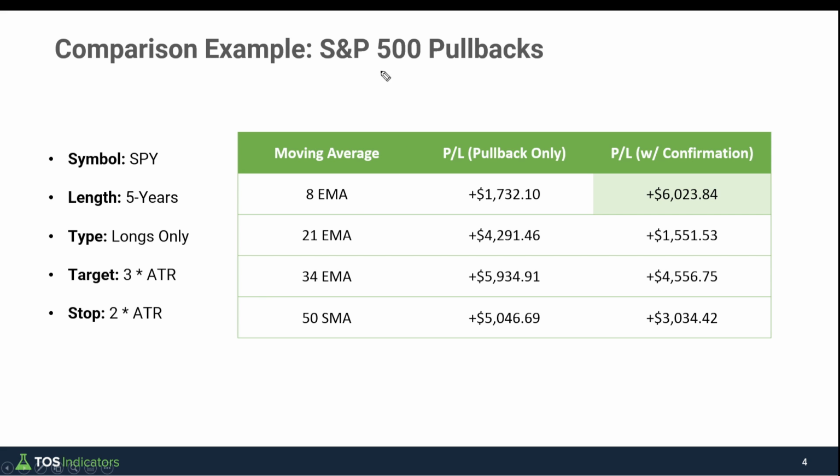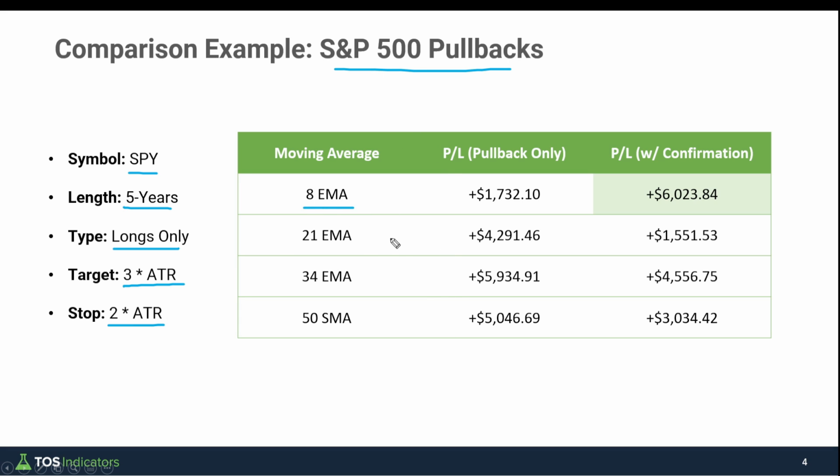Now, before we dive into actually building this, let me give you a comparison in the S&P 500. So here I've compared on the S&P 500 pullbacks and the SPY ETF. I've gone back to a length of 5 years, and I'm looking at longs only just for this particular backtest. Our target from our entry price is 3 times the average true range, and for our stop, I've skewed that a little bit away from that 3, looking for a 2 multiplier to the ATR. So here are the parameters for the backtest. Now let's take a look to see what actually ended up happening.